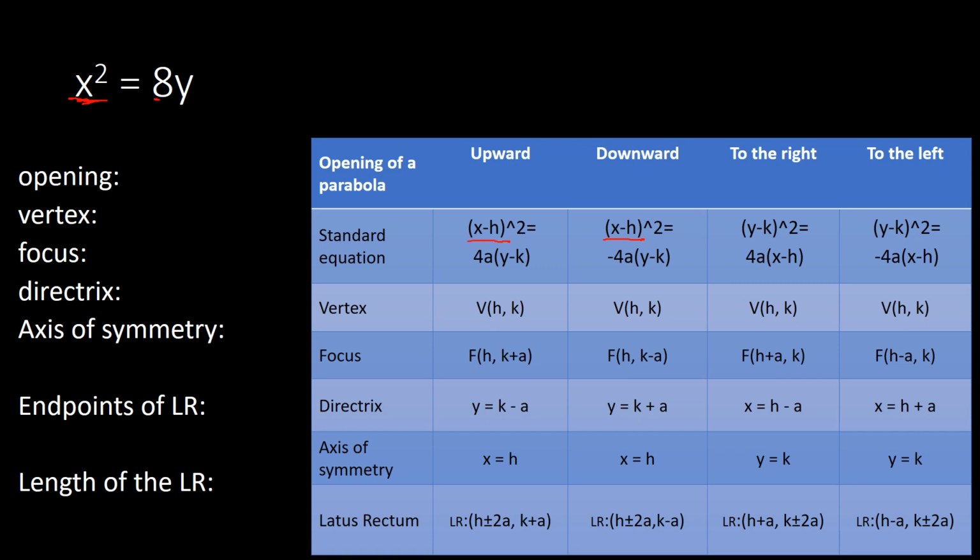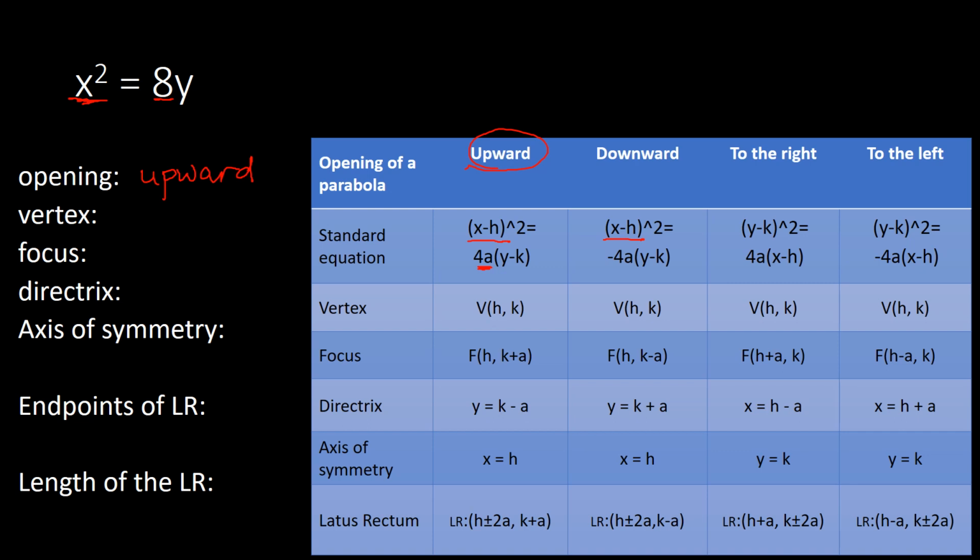But if you look at the number here multiplied to a non-squared variable, we do not have a negative. We have a positive 8 in there. So looking at the other side, we have here a positive 4a. That means to say that we've got an upward opening. So our opening is upward or up.